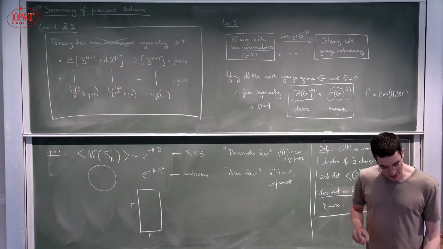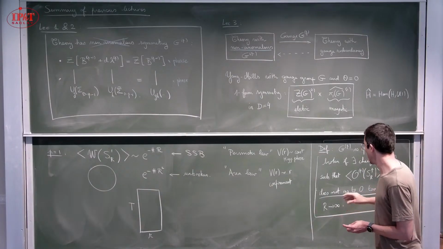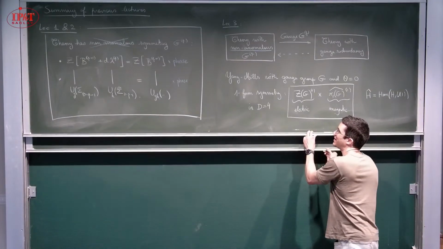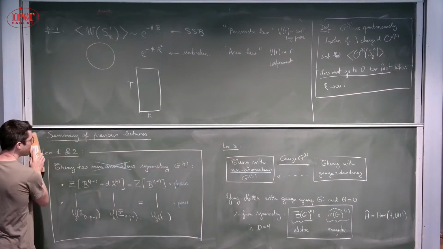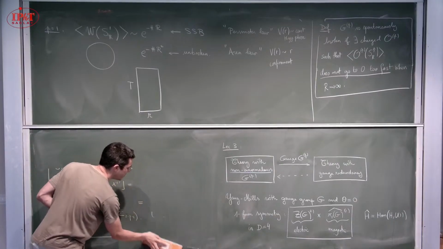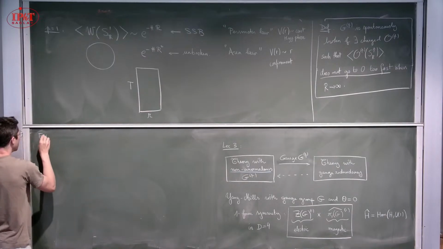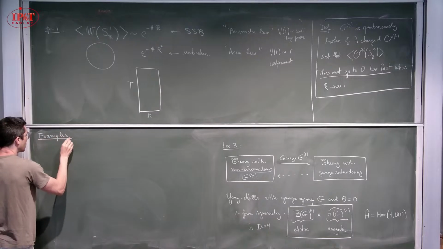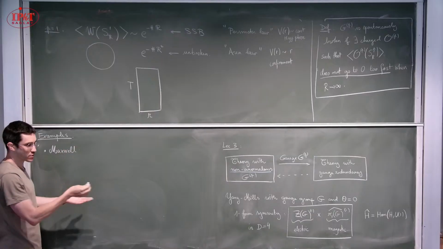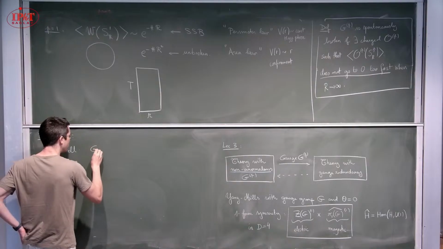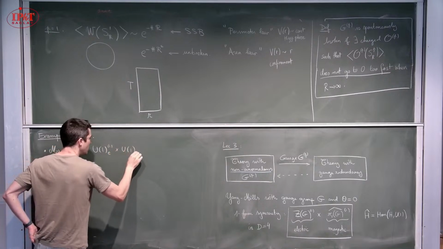So let's just give some examples. Make this concrete. Right, let's give three examples. One of them is pure Maxwell theory. In Maxwell theory, we saw two weeks ago, the symmetry is U1 electric times U1 magnetic.